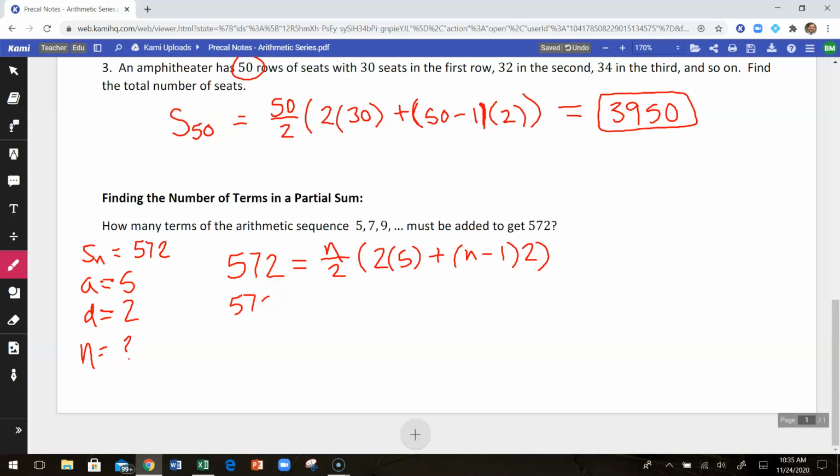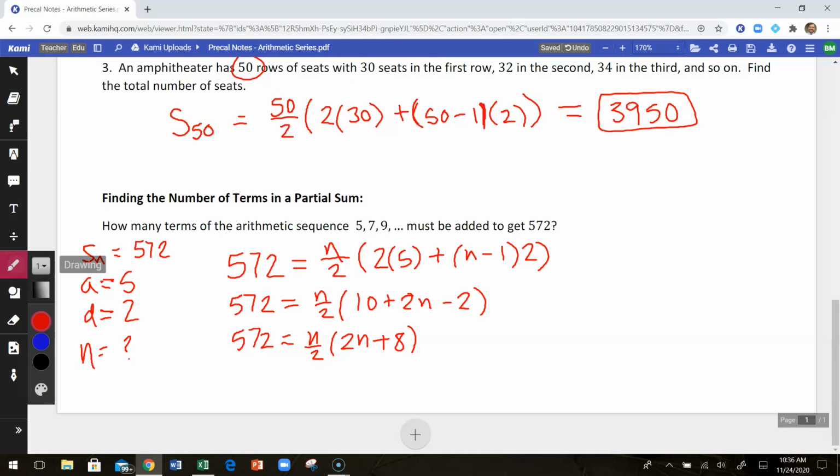So 572 is equal to n divided by 2. On the inside here we would have 10 plus, if I distribute my 2 here, I'm going to get 2n minus 2. Okay, so that's 572 is equal to n over 2 times 2n plus 8, if I combine the negative 2 and the 10 together.